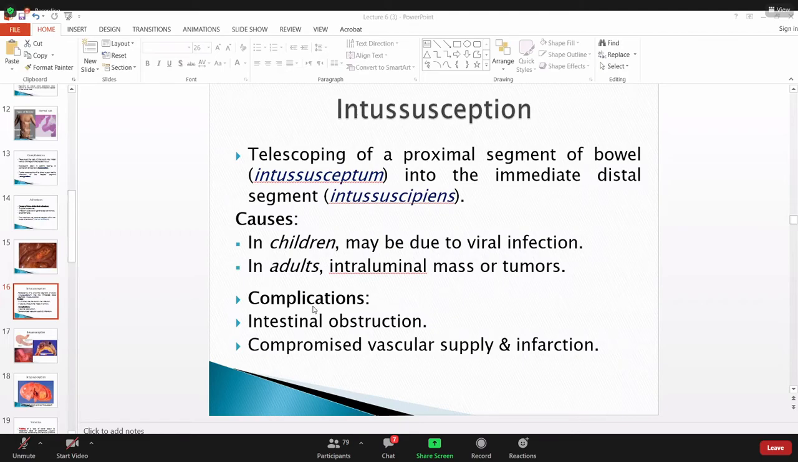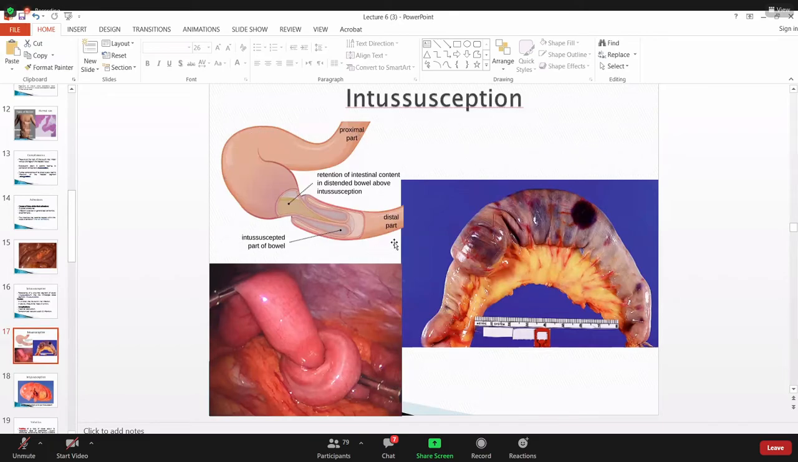Now we will see examples so you understand. Complications are intestinal obstruction, compromised vascular supply and subsequent infarction. This is the shape of intussusception so you understand it. This is intussusception: one part enters inside the other part. If you pay attention, you see this area which is very narrow. This leads to bowel obstruction. You see its shape intra-abdominally: one of the loops entered inside the other loop. This is another picture of an excised segment: one of the bowel loops went inside another bowel loop.